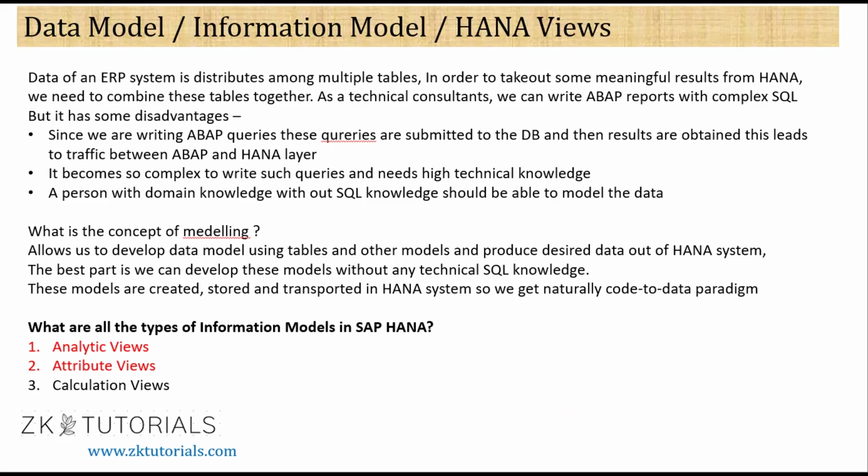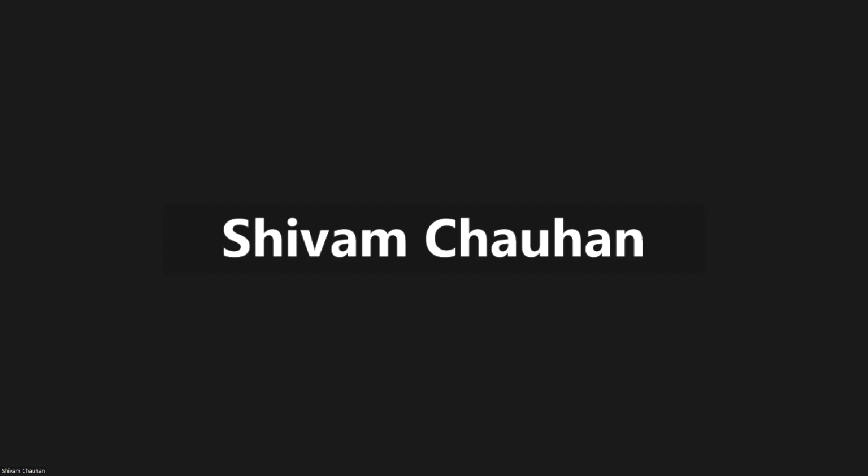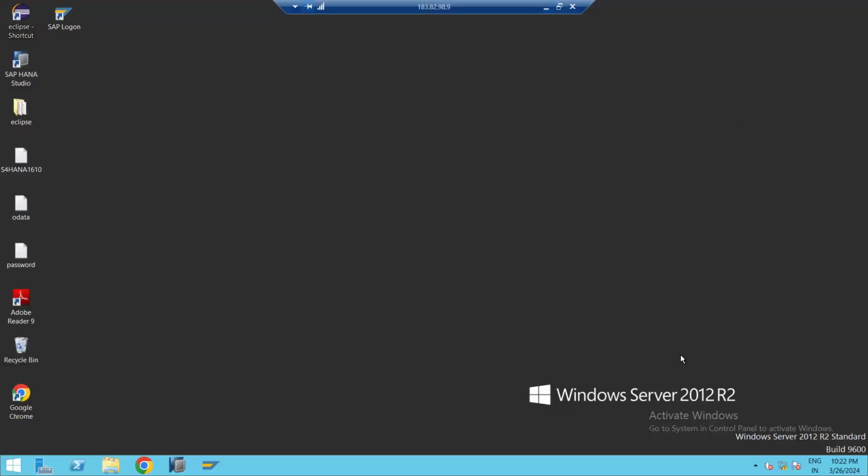So today we will start creating some information models. These views we will start creating in this session. Here there are three types of views: analytical, attribute, and calculation view. We can still create analytical and attribute views. So let me go to the HANA Studio. Let me log in there. Give me a moment. Let me open the HANA Studio.